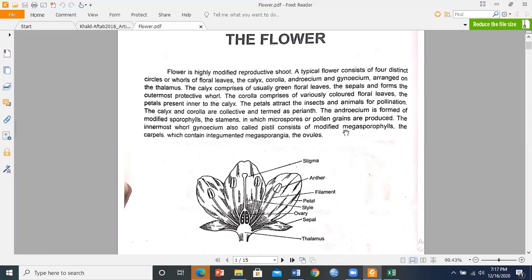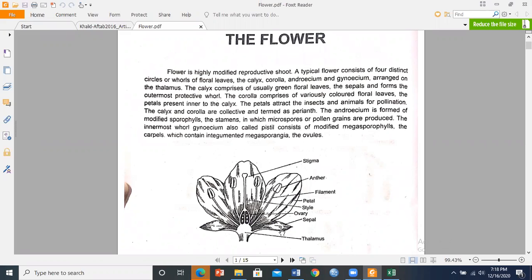androecium is the botanical term which is used for anther, and the carpel is used for the ovary or the female reproductive part of the flower. Typical flower consists of four distinct sepals or the leaves. All these floral parts are arranged on the thalamus, this disc-like structure. This is called as thalamus.